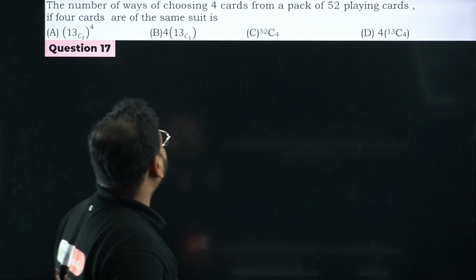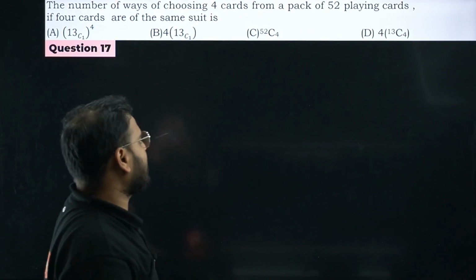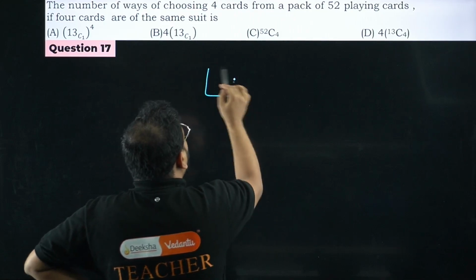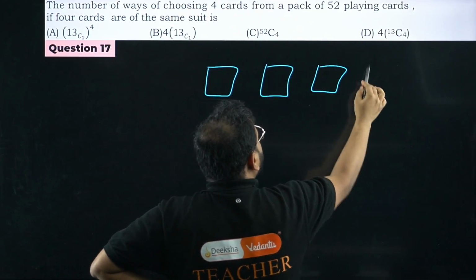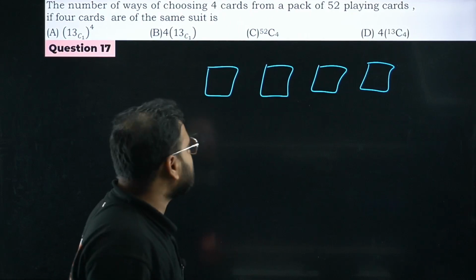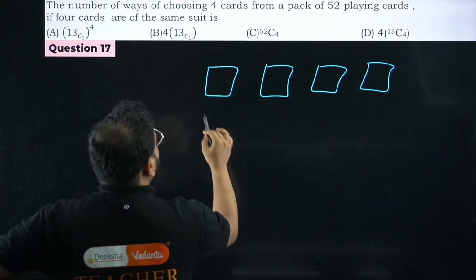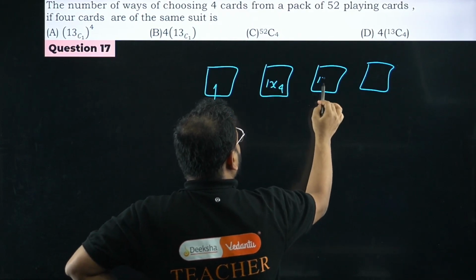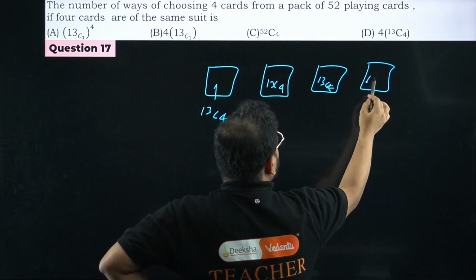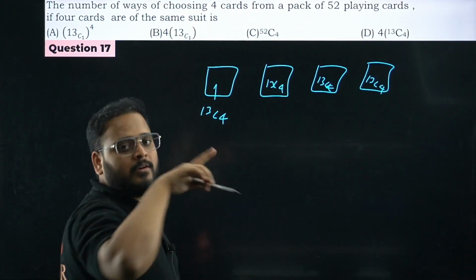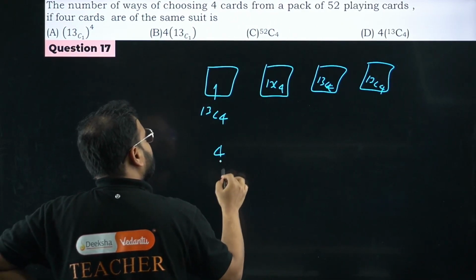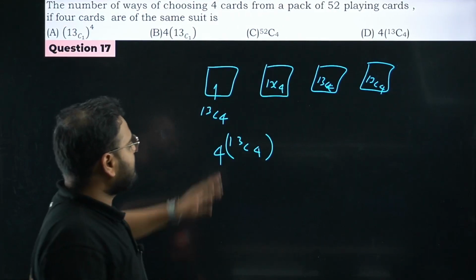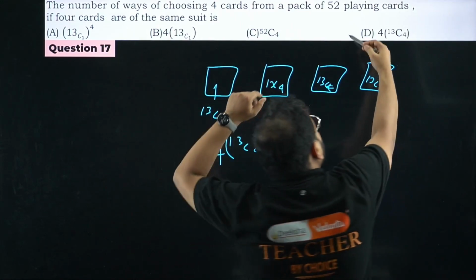The number of ways of choosing 4 cards from a pack of 52 playing cards. Same unit. We have a total of 4 units, 4 categories: diamond, clubs, spade and hearts. So each will have 13C4 to choose from. Each will have the same thing. Combine all of this: 13C4 plus 13C4 plus 13C4 plus 13C4, so 4 times 13C4.